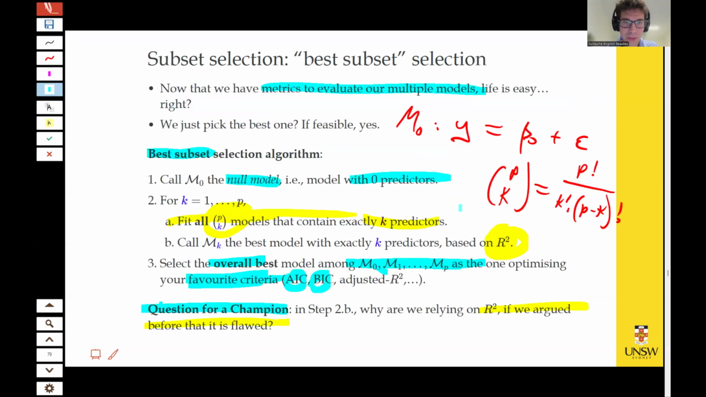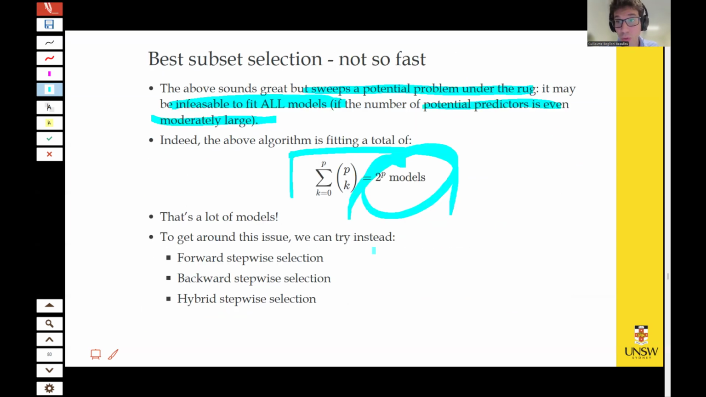Well, yes, because you fit 1 choose p, 2 choose p, 3 choose p, and so on. You sum all of those numbers, that's actually 2 to the p models. So you're fitting 2 to the p models. Imagine that p is 100. Well, 2 to the 100 is a crazy number of models to fit. It's infeasible in practice to fit all of them. So sometimes if the number of predictors is too large, you simply cannot do best model selection. Well, unless maybe you have a couple million years ahead of you to do that.